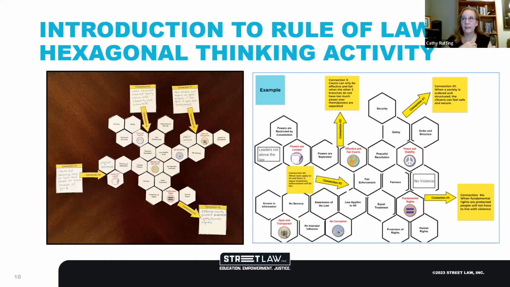One of the really cool things about hexagonal thinking is that there's no right or wrong way. Usually you group students and they look at the terms. They may look at a list of vocabulary to make sure they understand the terms, and then they think, how do these terms all fit together? This would be a great lesson if you were just introducing the Constitution and were trying not to delve into all the different articles and amendments yet, but you want your students to understand how the Constitution fits into rule of law.